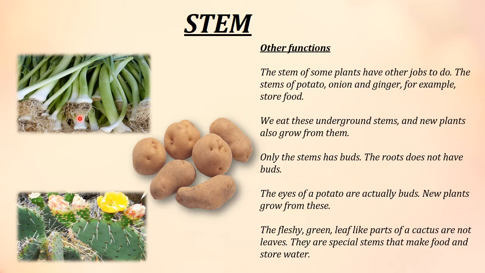The fleshy, green, leaf-like parts of a cactus are not leaves. They are special stems that make food and store water. Cactus plants grow in dry places, so they need to store water. The leaves of a cactus are also not like ordinary leaves. They are like spines.